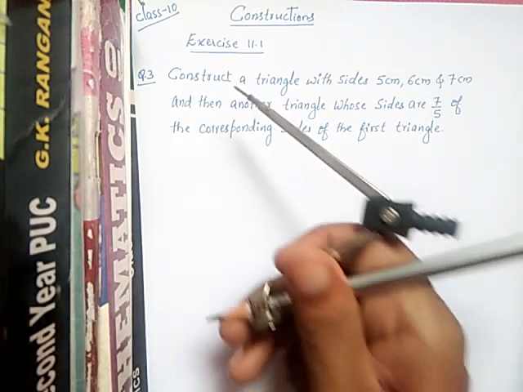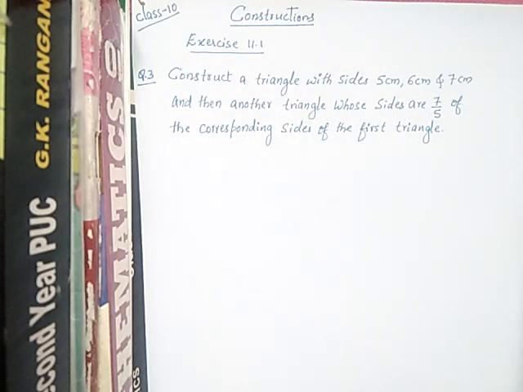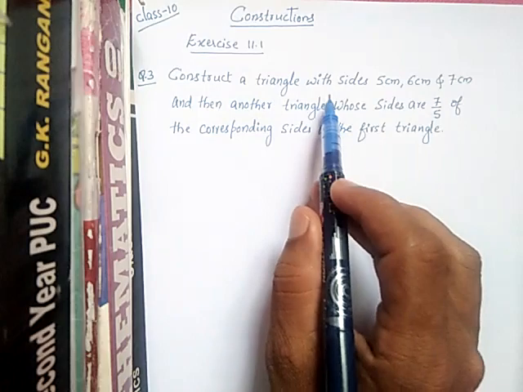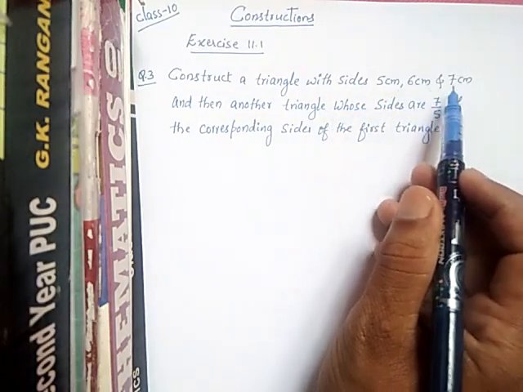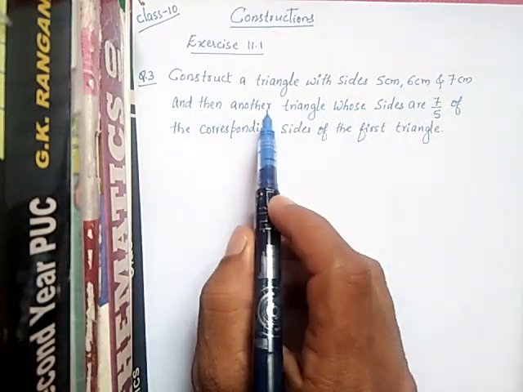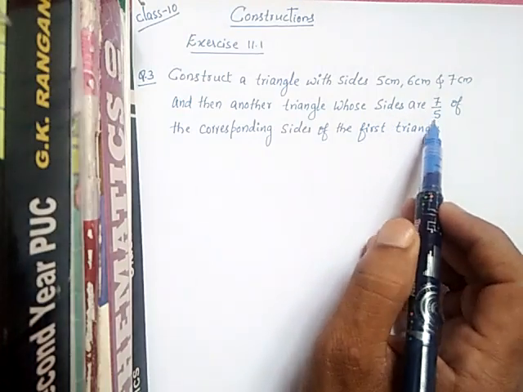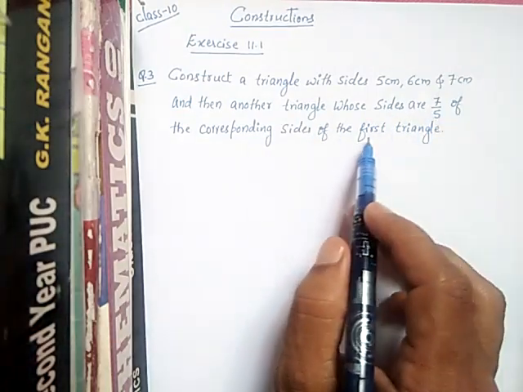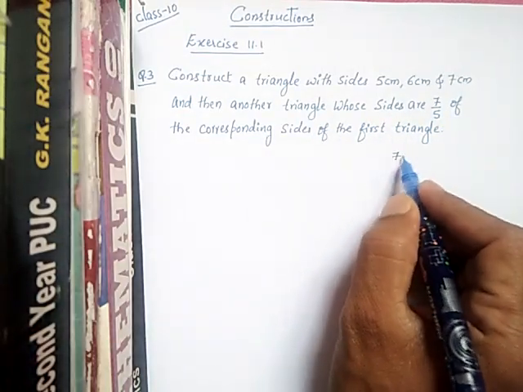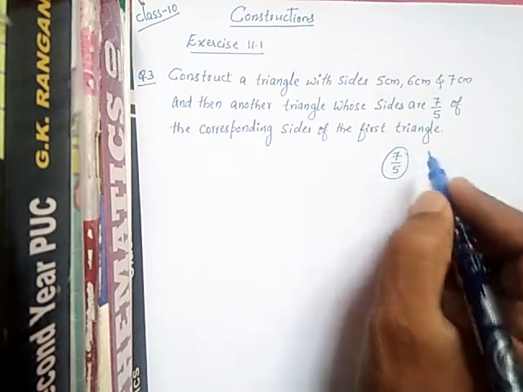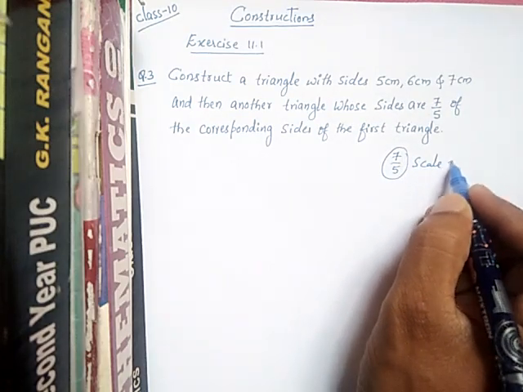Now in class 10 constructions, exercise 11.1, question number 3, we will learn. So what is the question here? The question is: construct a triangle with sides 5 centimeter, 6 centimeter and 7 centimeter, and then another triangle whose sides are 7 by 5 of the corresponding sides of the first triangle. Here 7 by 5 is the scale factor.